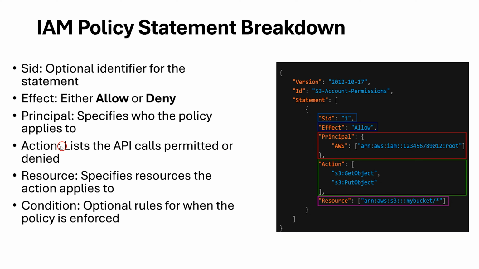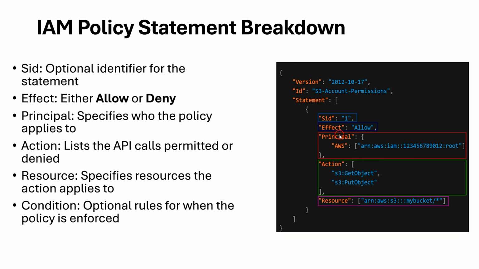Now, if you go to action, it lists the API calls permitted or denied. So here it shows a list of API calls, right? These API calls are nothing but actions performed on a particular resource. And you have resource, right? Resource is nothing but it specifies the resources the action applies to. So this action and resource are tied.